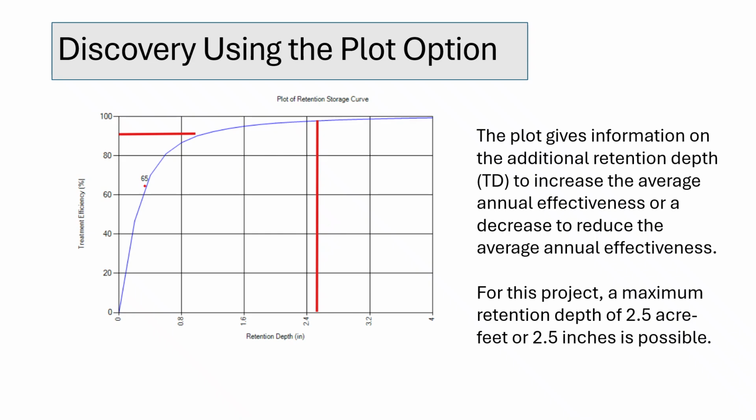2.5 inches. What's particularly useful here is that the graph of annual removal clearly illustrates that a removal effectiveness of 90% can be achieved with a retention depth of less than that 2.5 inch or 2.5 acre-foot maximum. This demonstrates how utilizing the plot options significantly enhances the value of the software's discovery capabilities.